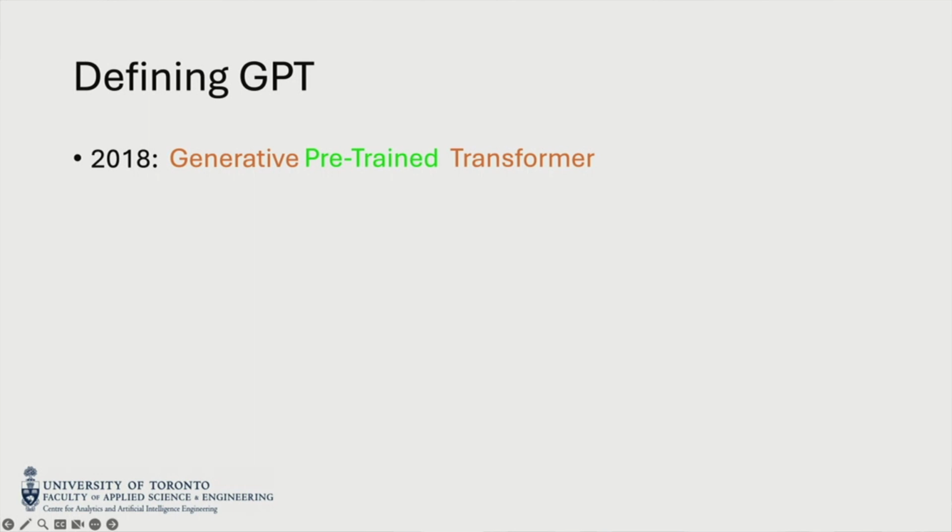But the real innovation here is actually this pre-trained part in the middle. I'll get into a little bit more about what that means on the next slide, but the bottom line here is that the key innovation in GPT is the way that it's trained rather than the architecture, which is largely based on approaches that were already published.